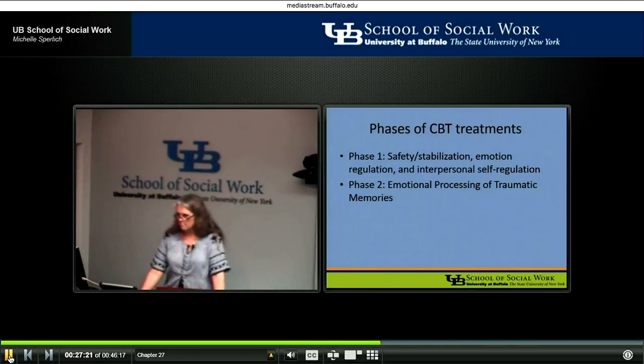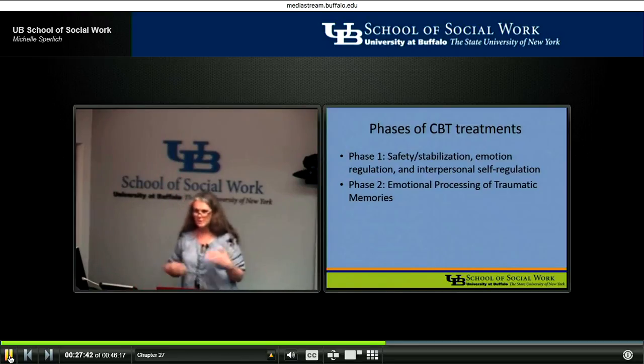So in terms of phases of CBT treatments, in our Courtois and Ford book, they talk about basically two main phases. The first one being the safety and stabilization, which we've talked about before. And during that phase of safety and stabilization, you're also working on the emotion regulation and the interpersonal self-regulation. And then phase two would be the emotional processing of the traumatic memories themselves. So there is a case example in your book that walks you through these phases, and I really encourage you to refer back to that.